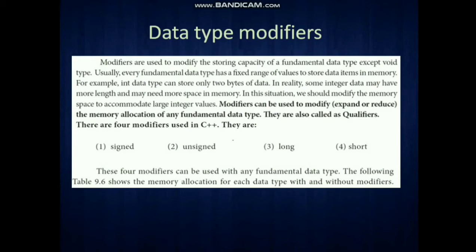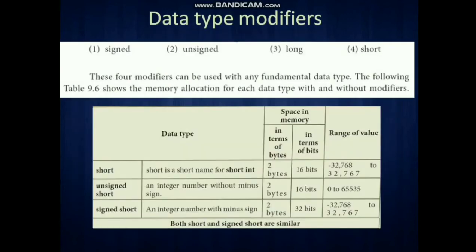What are the modifiers? Four modifiers, as I already told you: signed, unsigned, long, short. These are all modifiers in fundamental data types. How we have to use these modifiers in fundamental data types, we have to see one by one. Signed, unsigned, long, short, these are the four modifiers.